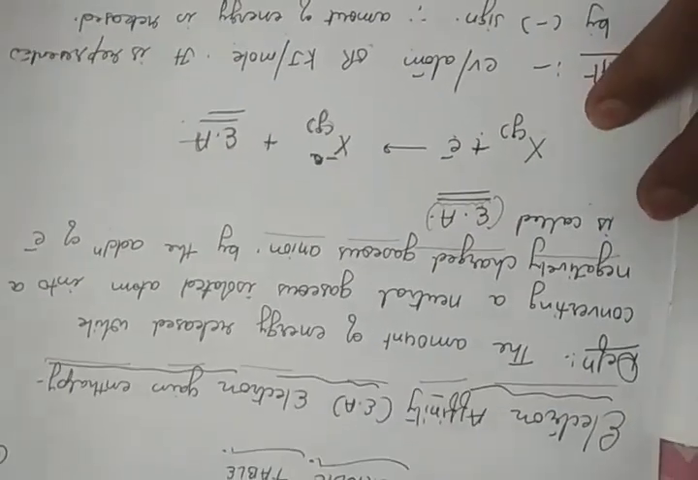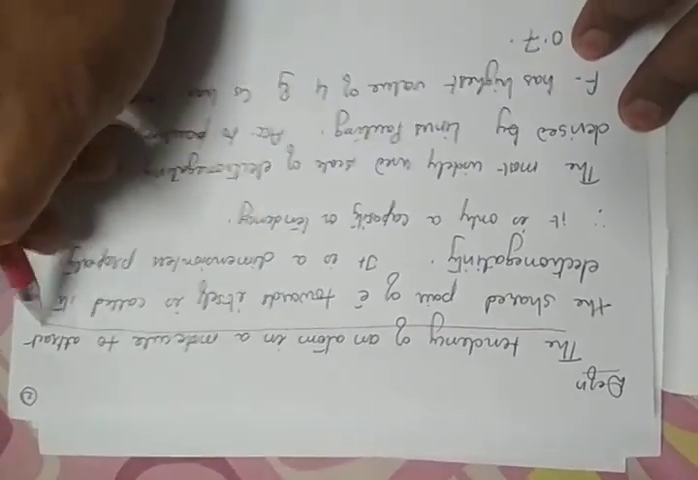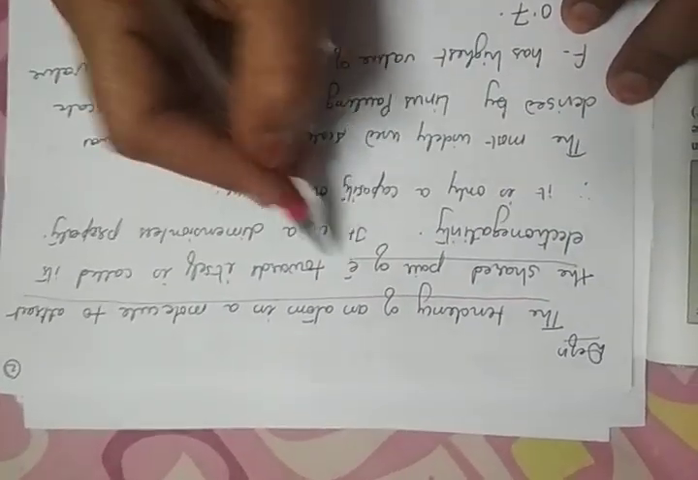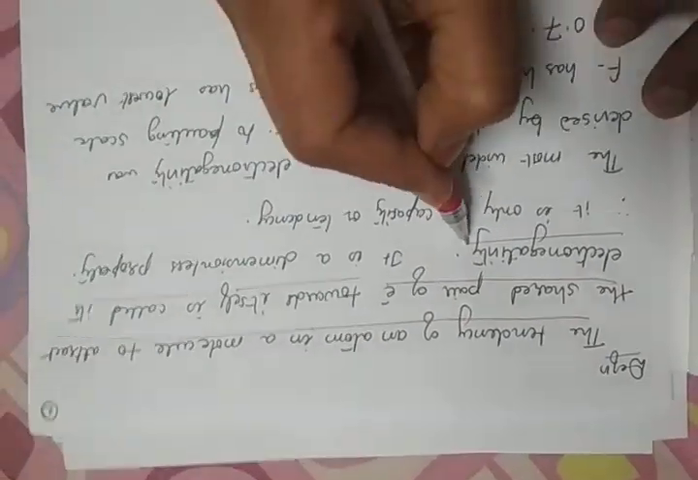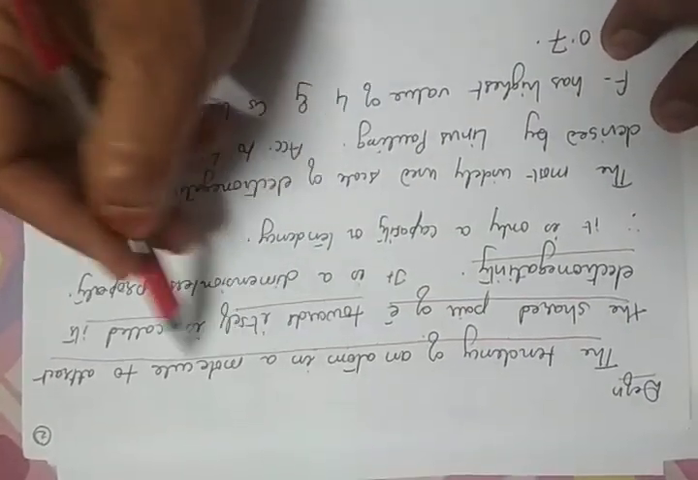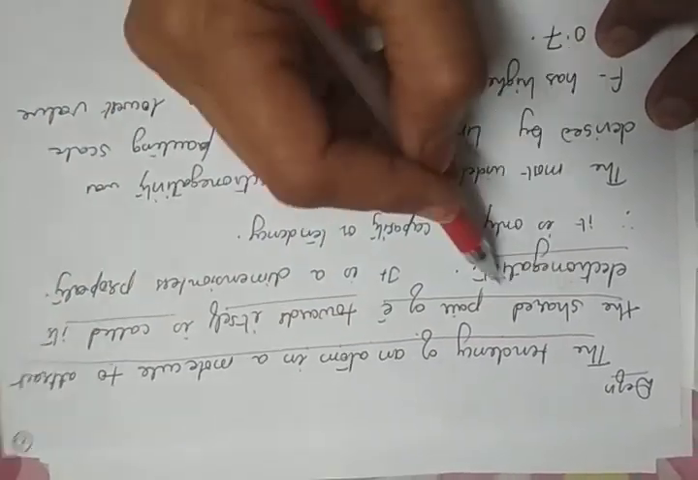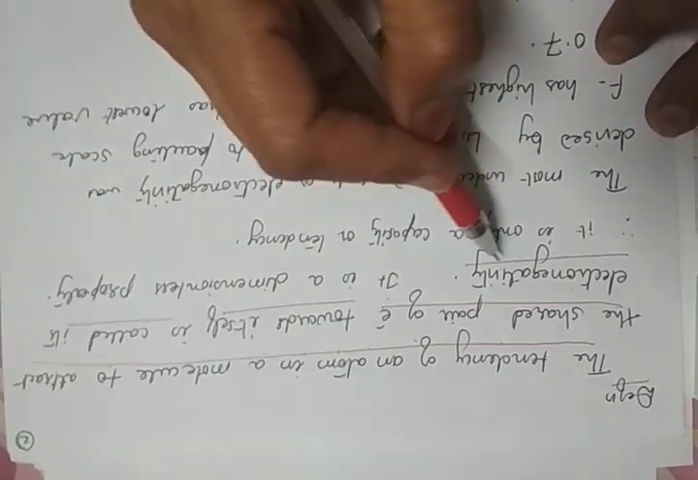So, in proper words, how can we define that? We can define electronegativity as the tendency of an atom in a molecule to attract the shared pair of electrons towards itself. I repeat, it is the tendency of an atom in a molecule to attract the shared pair of electrons towards itself, which is called its electronegativity.